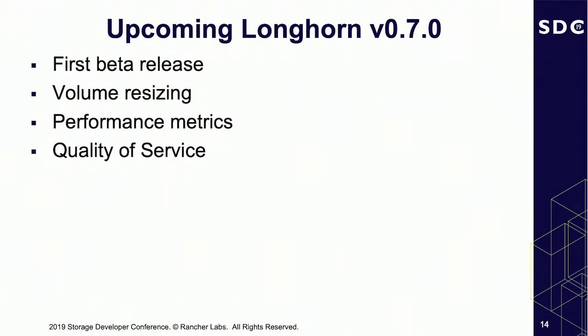So for Longhorn, the next step is we're going to announce the 0.7 release probably 1 or 2 months from now, and it will be our first beta release. I have talked so much about Longhorn, but it's still in alpha. We're going to add volume resizing, performance metrics, and quality of service support to it. We're really looking forward to Longhorn's first beta release, and we have been working on this for so long. It will be really nice if you can see the beta and the GA very soon. And the GA will be in a few months.